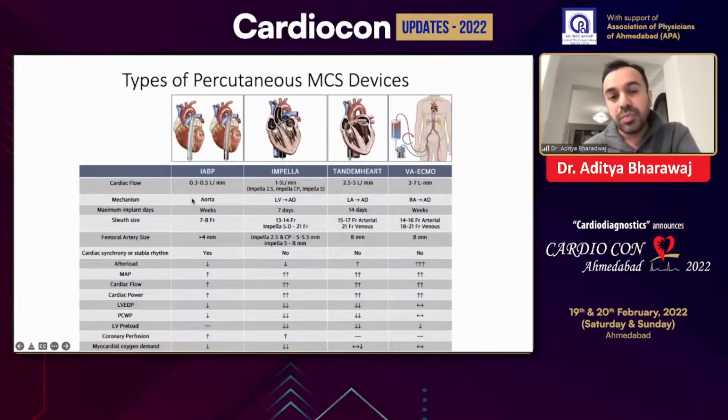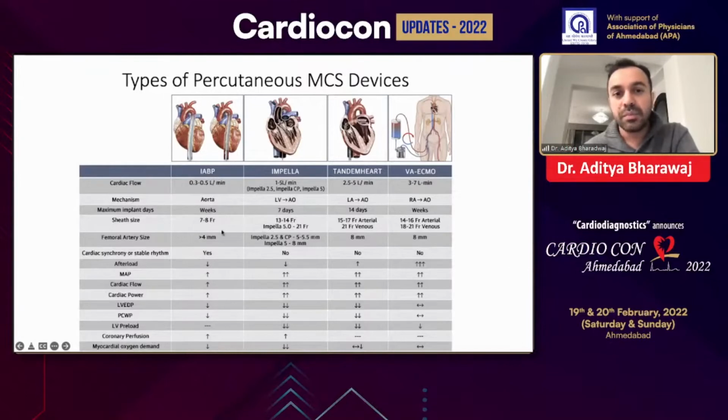So like we know, the balloon pump acts by the mechanism of counterpulsation. Impella is an MCS that directly unloads the LV. It takes the blood out of the left ventricle and ejects it into the aorta. TandemHeart, like we know, is basically an LA to aorta conduit. And VA ECMO basically draws blood from the venous side, oxygenates it, and pumps it back into the arterial system.